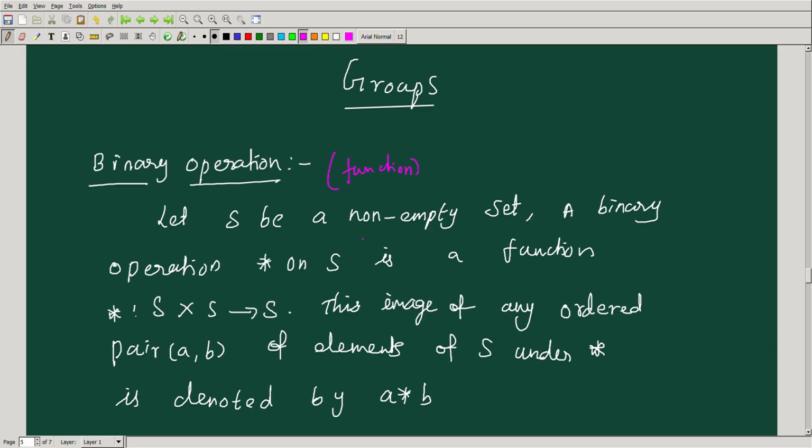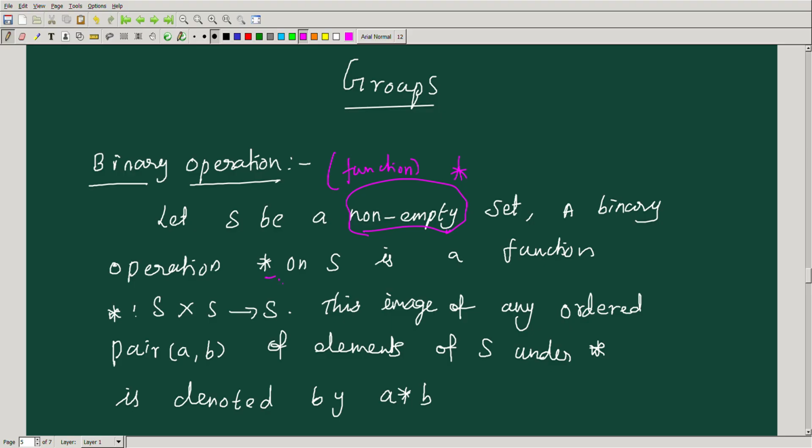Always, once you talk about binary operation or group, whatever it is, you have to consider a non-empty set. In the empty set, we cannot say anything. That's why always consider a non-empty set. That word is very important. Consider a non-empty set. Here, S is a non-empty set, with a binary operation star on S.